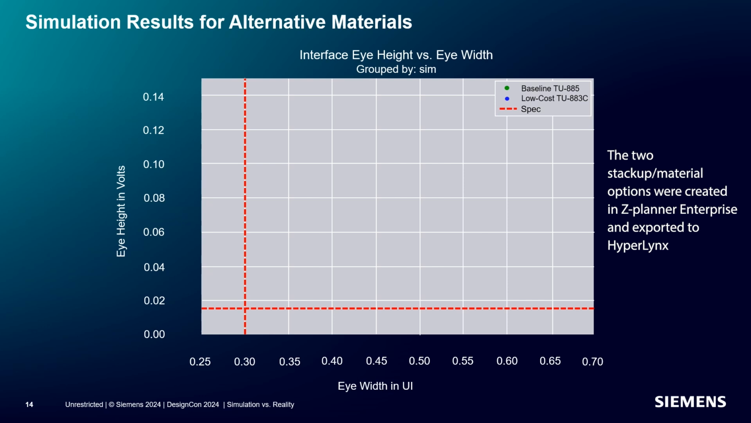This specific example is from a 3D solver running overnight on a single rack. You can get similar comparisons in an hour or two if you run a 2D solver on your laptop. From here, we get a much neater picture of what's going on. We can see the interface requirements in red showing the eye size. And here we see plotted are the higher end materials, TU885, alongside the lower cost, TU883C.